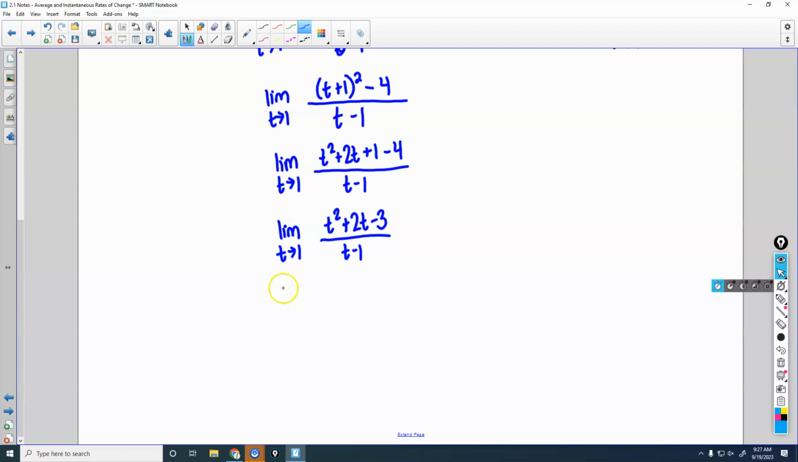We can factor, hopefully. Unless I've messed this one up. T plus 3, t minus 1. And you kind of knew it needed to be a t minus 1 there because you needed it to cancel or nothing else was going to work. And so now I'm going to plug in my 1. Because I'm plugging in, I can drop limit notation. 1 plus 3 is going to give us 4.